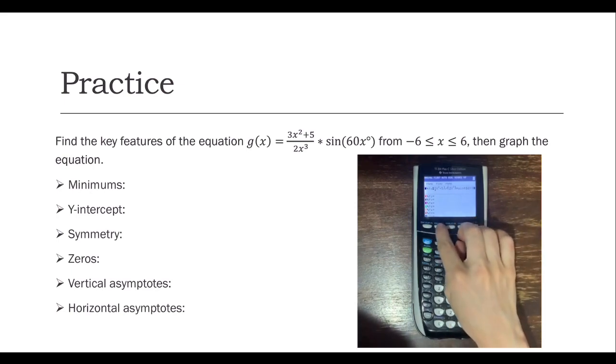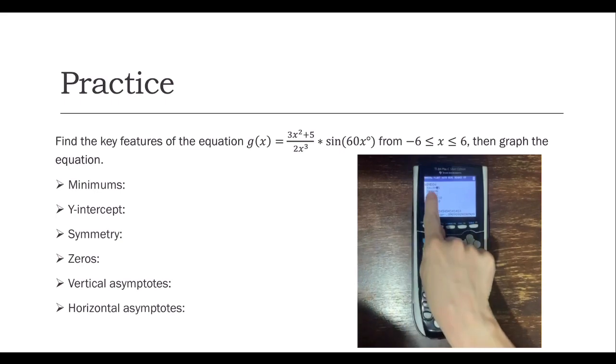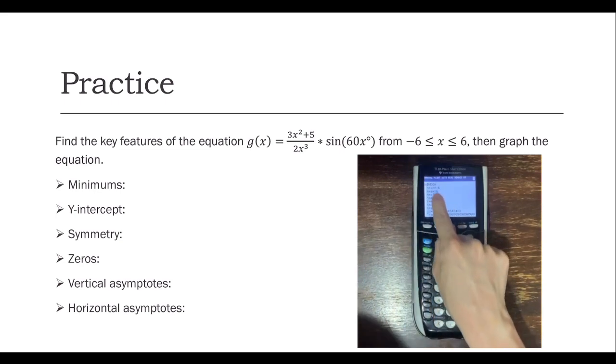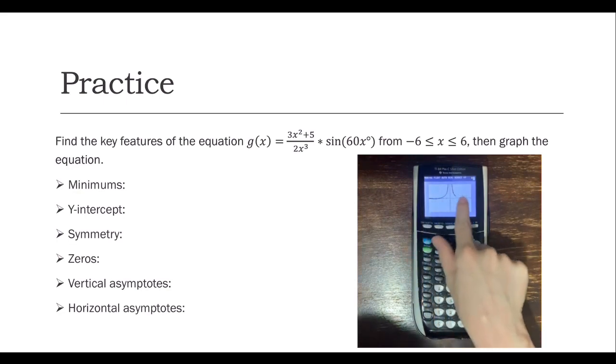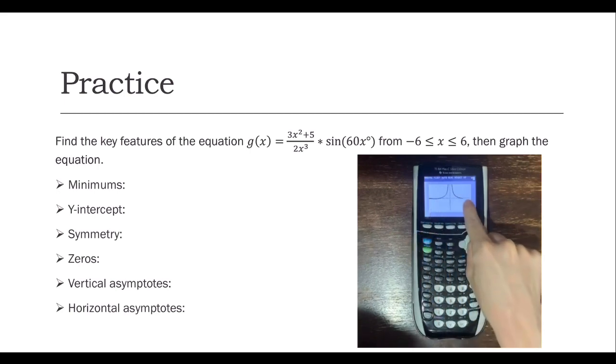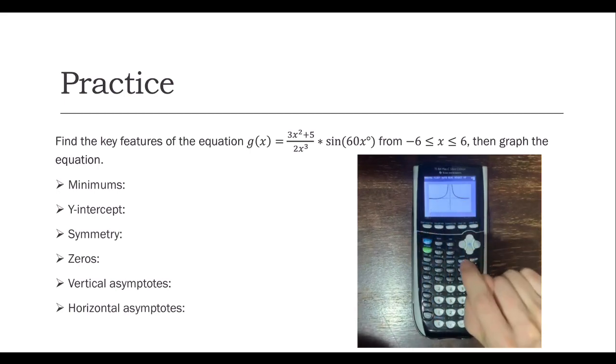And then we're going to graph it from x equals negative 6 to 6. So you want to make sure your minimum and maximum are adjusted to negative 6 and 6. And then click graph. So here it's drawing our graph. We have the first part here, and then there's a second portion here.